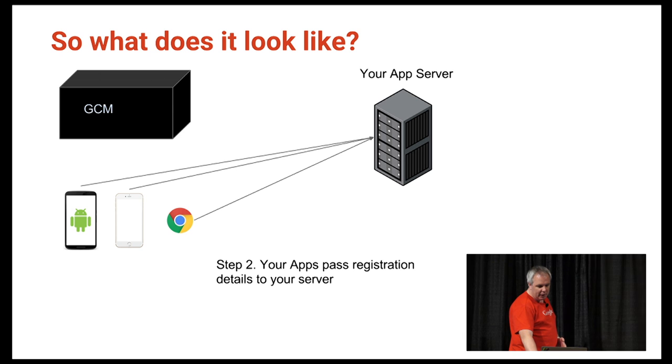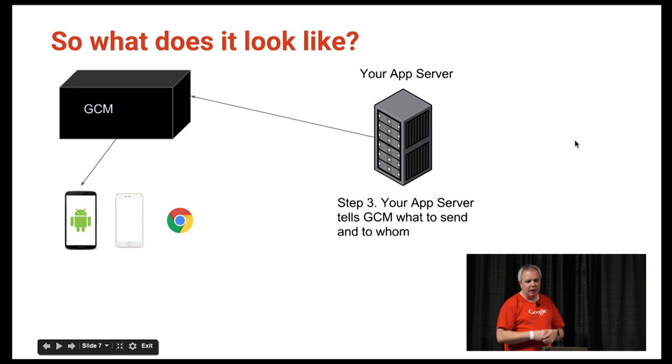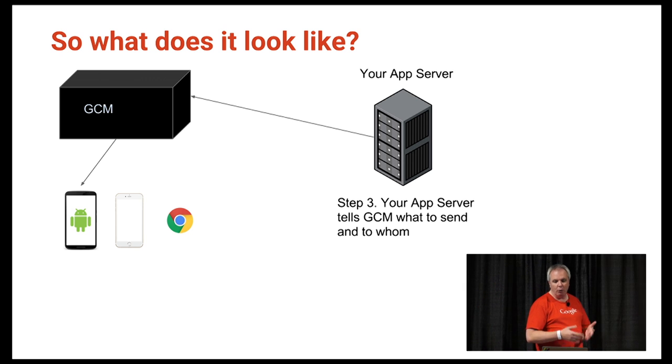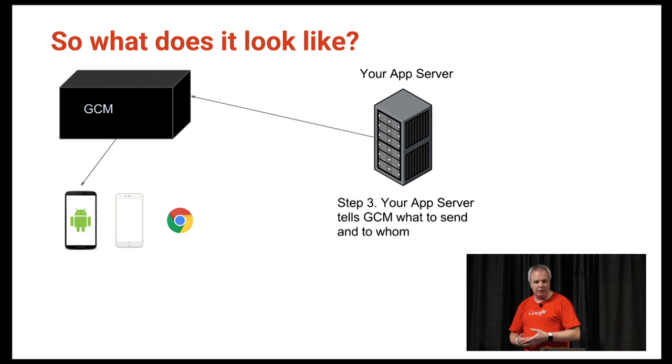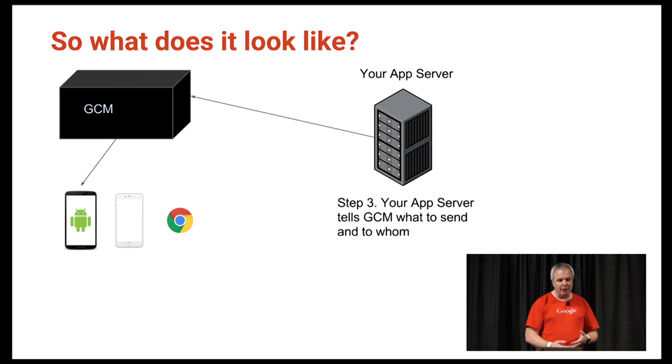And then step three, if my slide will cooperate, there we go. So then step three is your app server, in this case, will tell Google Cloud Messaging what to send and to whom. It calls APIs in that black box, and it says, send this message to the person who's identified by this token, or send this message to everybody identified by this token, or send this message to this topic, and then people who subscribe to that topic will receive it. And then Google Cloud Messaging will deliver those messages on your behalf for you.